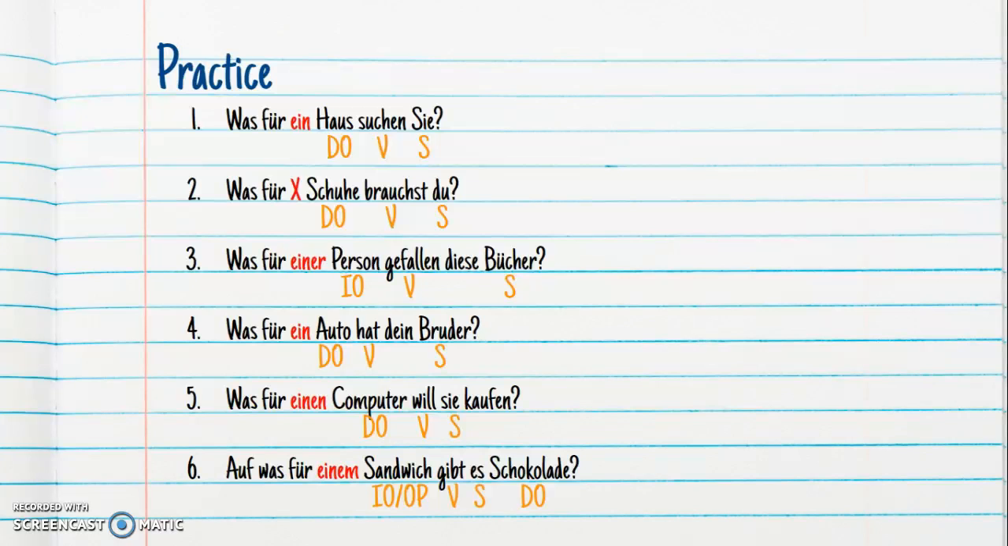Number two, follow that same pattern, the same steps there, but this time it is plural. And because it's plural, we don't need to have an article. That's why I put the red X there. Number three, we have, was für eine Person gefallen diese Bücher? Now this one's a little more difficult, and you might not have picked up on this, but the verb is gefallen, and we know that gefallen is a dative verb, so we have to say to whom something is pleasing or appealing. Now, the subject is books because they are appealing to what kind of a person? So, to whom are they pleasing? That makes it the indirect object, the dative case.